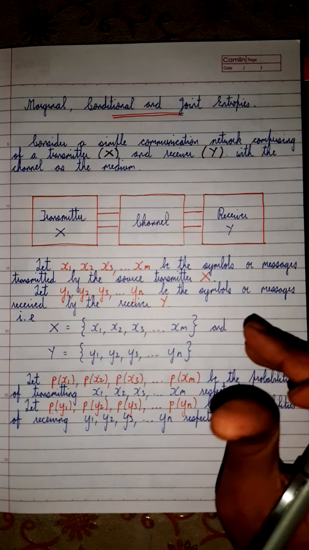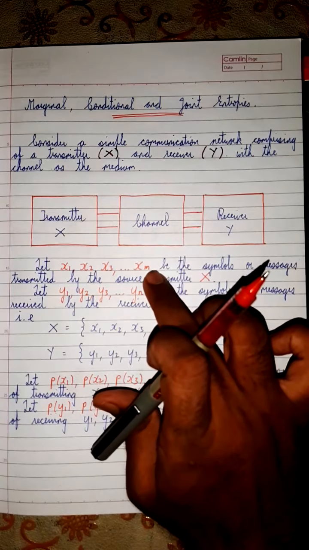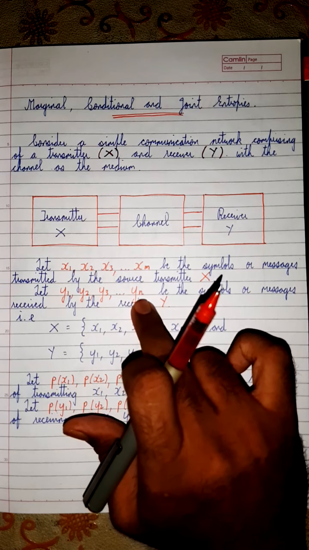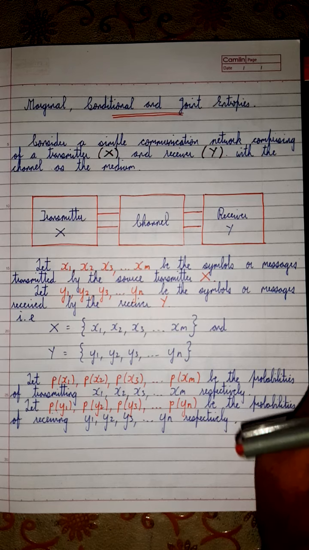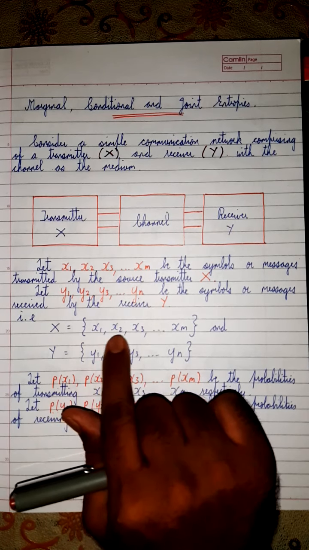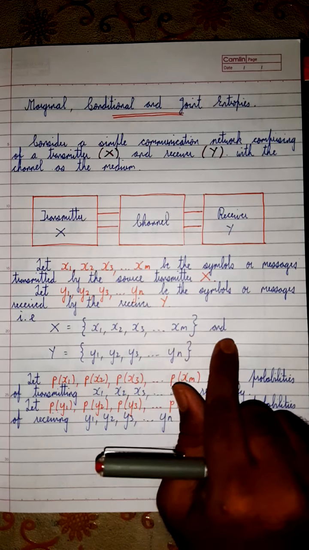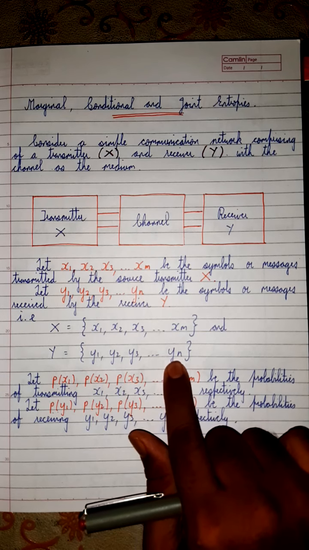In order to generalize the communication system, most communication systems have different transmitted symbols and different received symbols. That is why the two letters are different. In other words, X, capital letter X, is a set of x1, x2, x3 up to xm, and Y is a set of y1, y2, y3 up to yn.